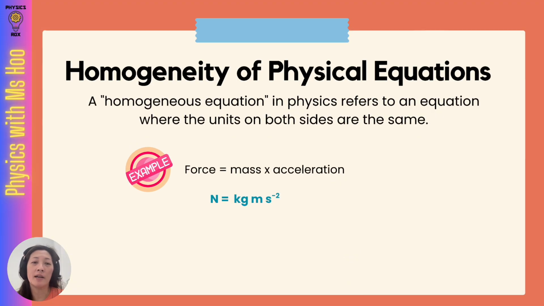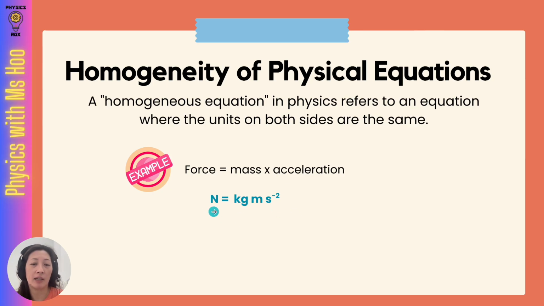Now let's look into the homogeneity of physical equations. A homogeneous equation in physics refers to an equation where the units on both sides are the same. So from here, we can compare the units on both sides of the equation. We know the SI unit of force is Newton, we know the SI unit of mass is kilogram, and the SI unit of acceleration is meters per second squared. So what this tells us is that 1 Newton is equal to 1 kilogram meter per second squared.